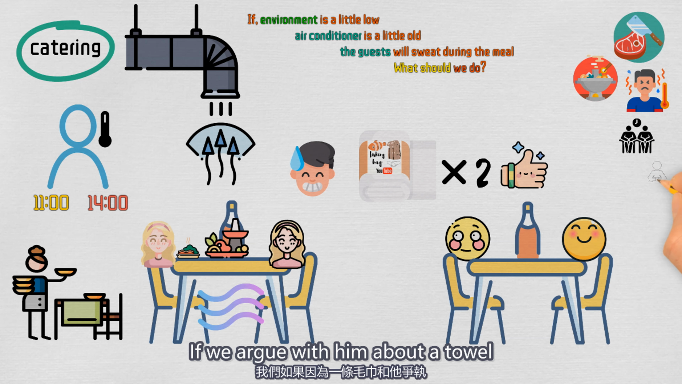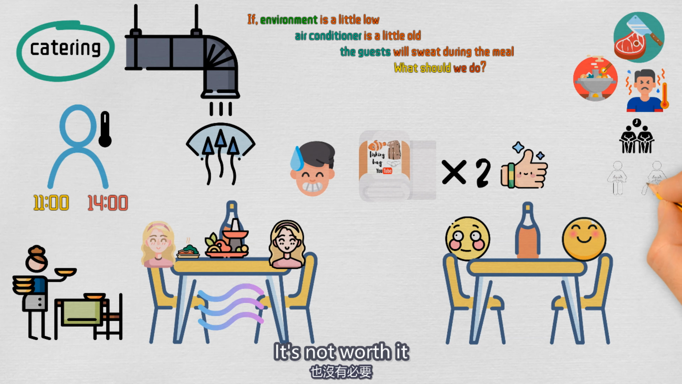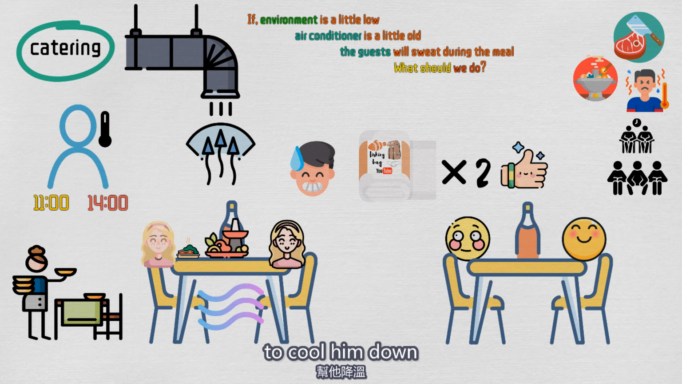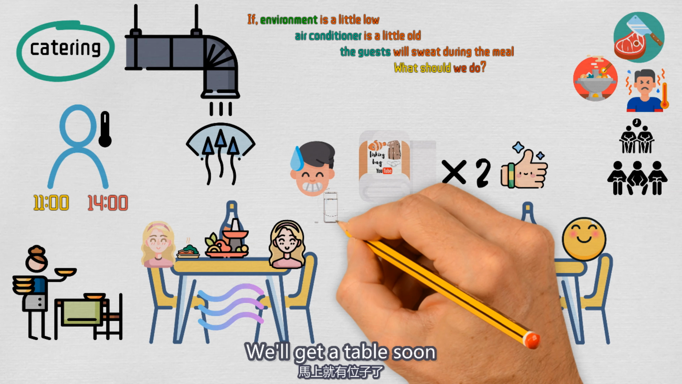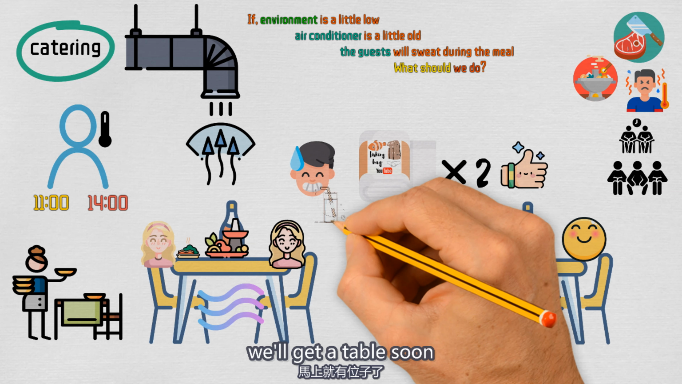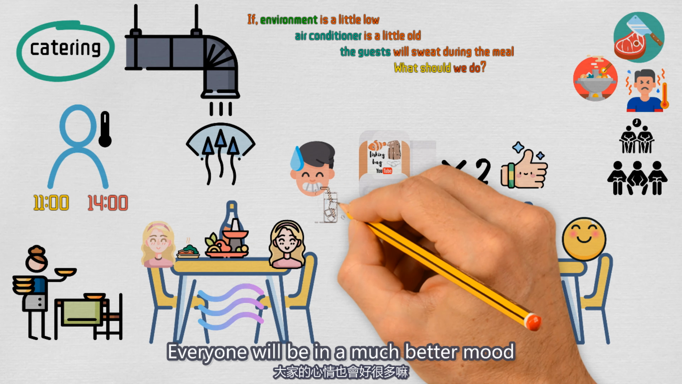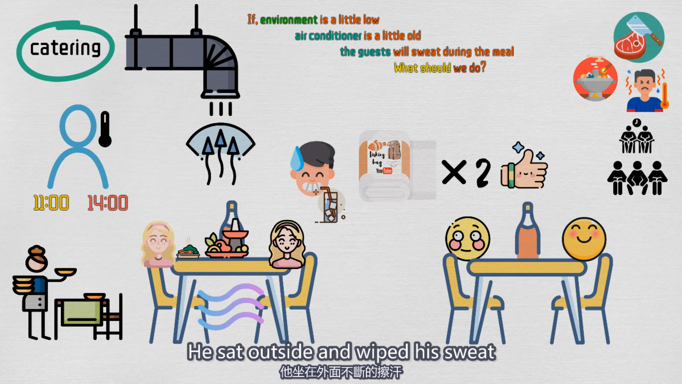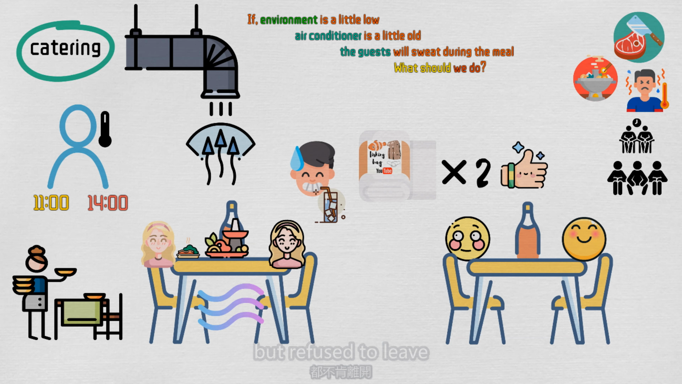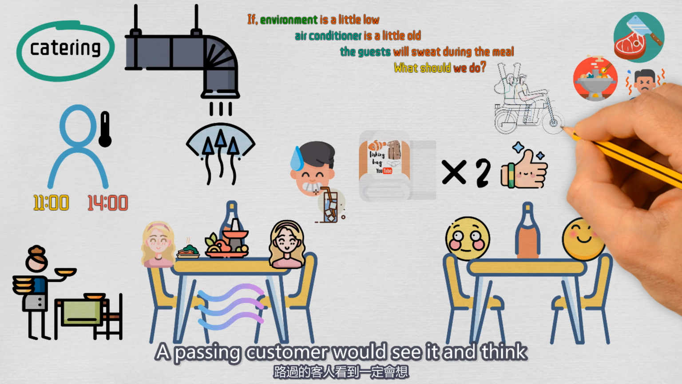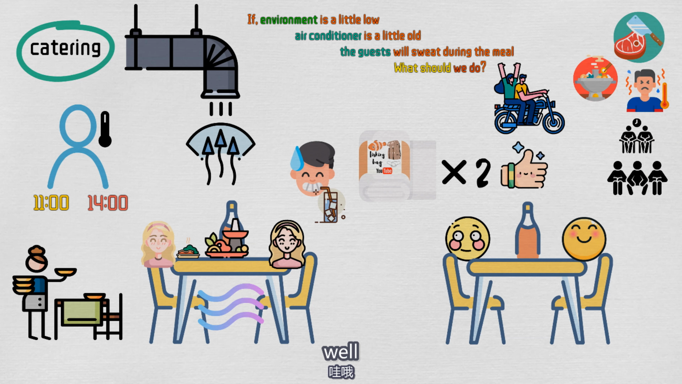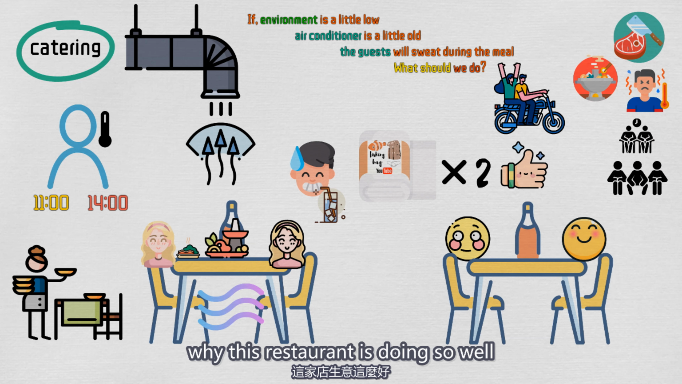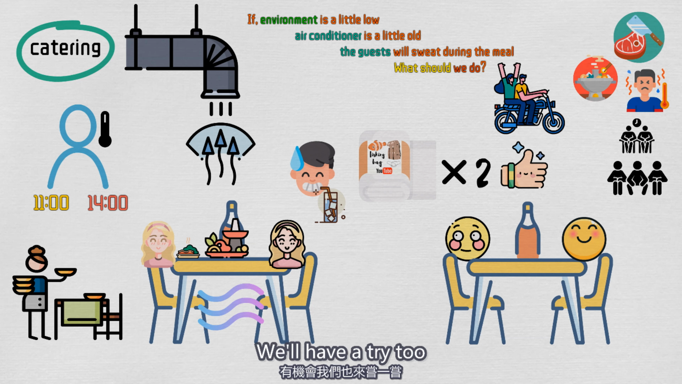If we argue with him about a towel, it's not worth it. Give him some ice water to cool him down and tell him, we'll get a table soon. Aha, we'll get a table soon. Everyone will be in a much better mood. He sat outside and wiped his sweat and drank ice-cold water but refused to leave. A passing customer would see it and think, well, there must be a reason why this restaurant is doing so well, we'll have a try too, if we get a chance.